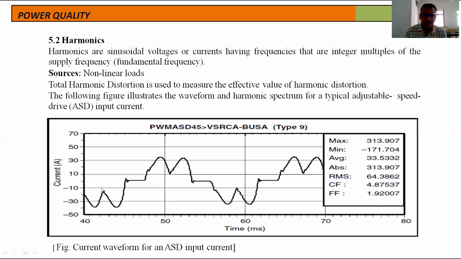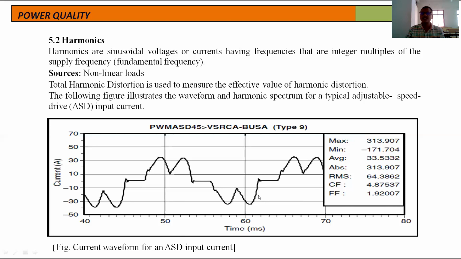Okay. The range of current will vary from around minus 35 to plus 35 approximately. Okay, average we got is 33.3, absolute value 313. What is the RMS value? 64 point something, a very high value. Because the RMS value is very high whereas the average value is very low. So what is the form factor? Very high, almost double. Therefore, there is more distortion in the waveform. As the difference between the average and RMS value is more, the distortion is also more.